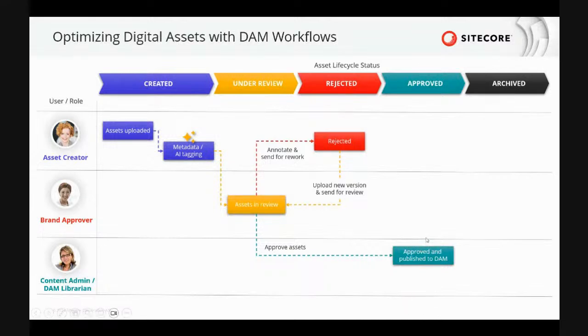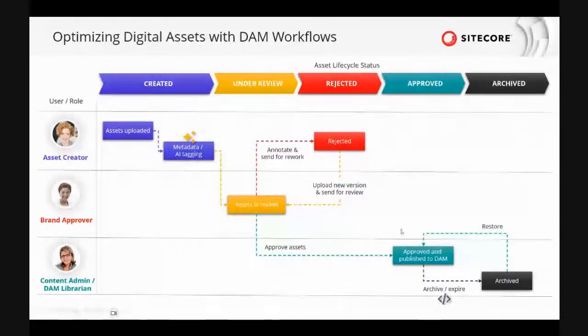And after some time, let's say a year later, the asset becomes outdated. So the content administrator or the DAM librarian might decide to either automatically expire those assets, and this can be done through some external scripting logic, or to archive those assets while they're doing the maintenance of the digital asset management library. So at that point, the asset can be archived. And of course, once an asset is archived, it could also be restored back to be published in the DAM.